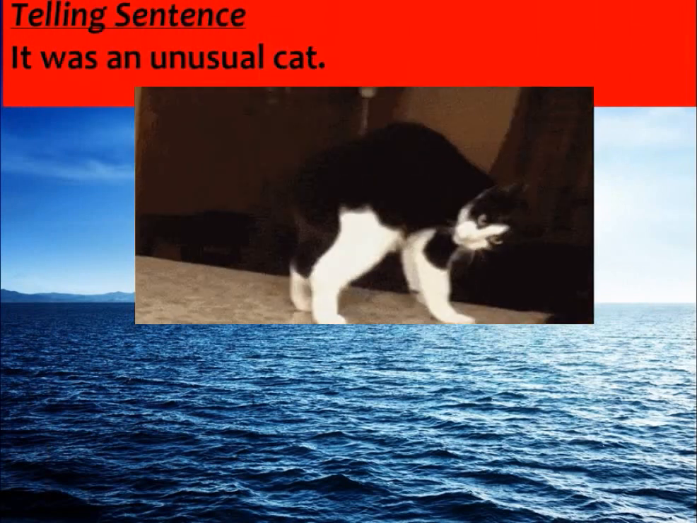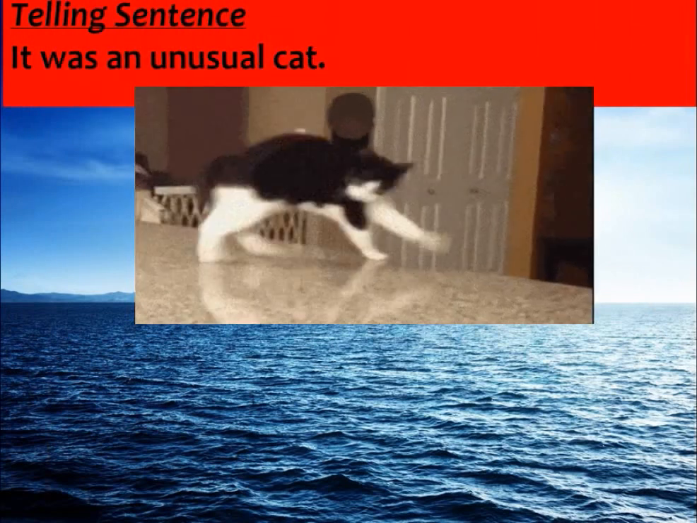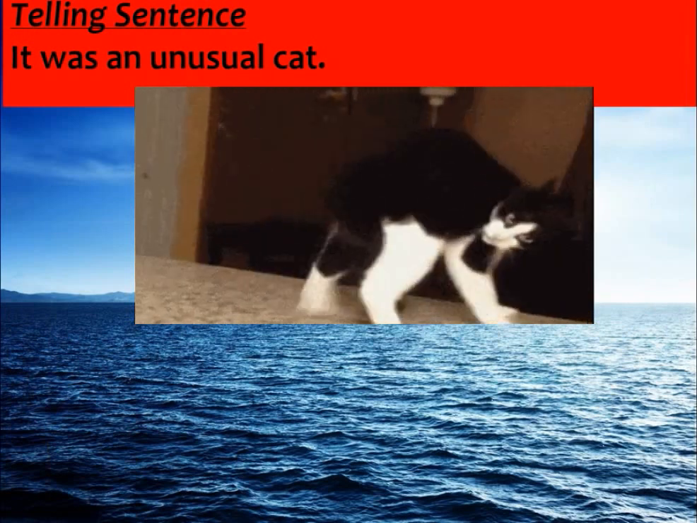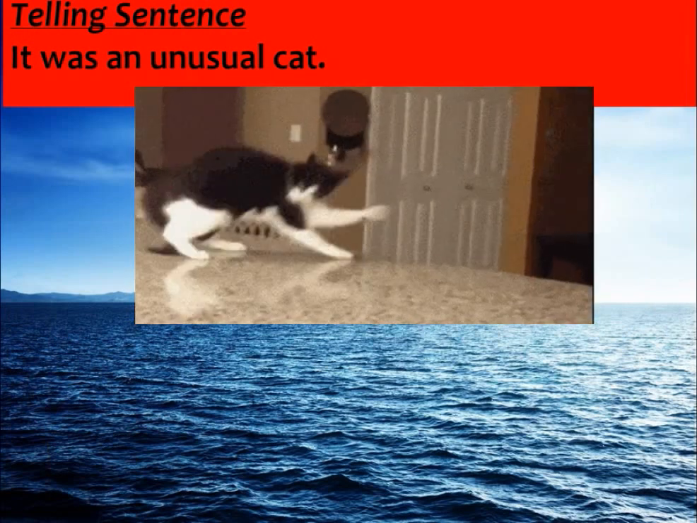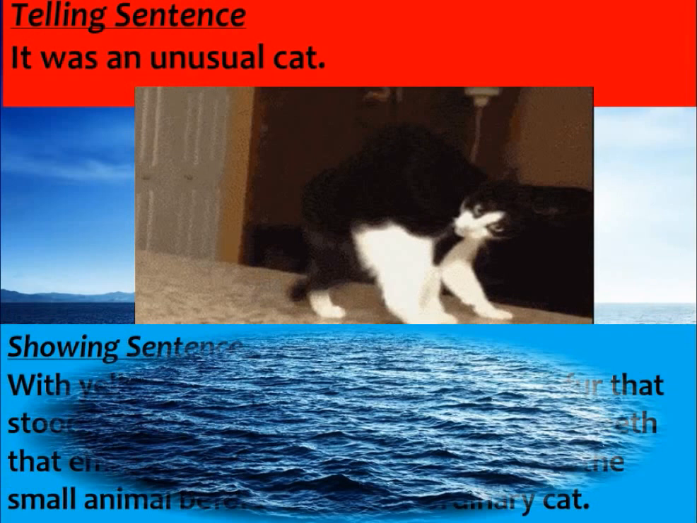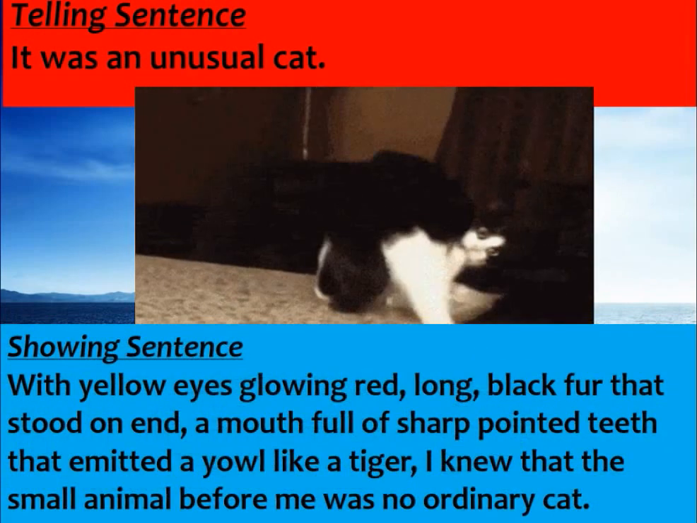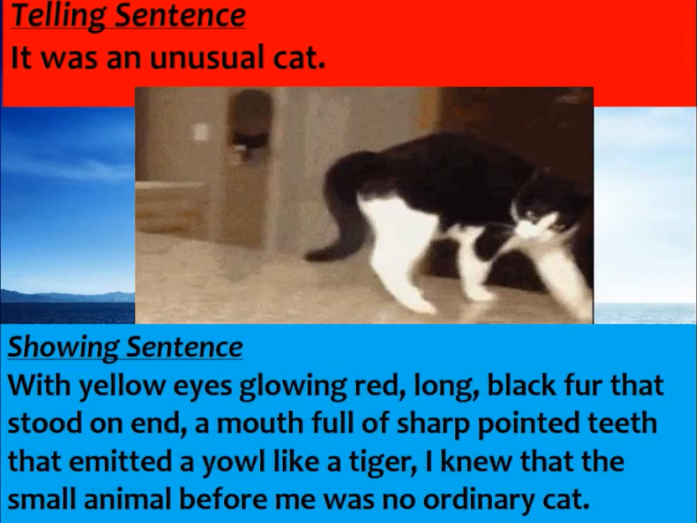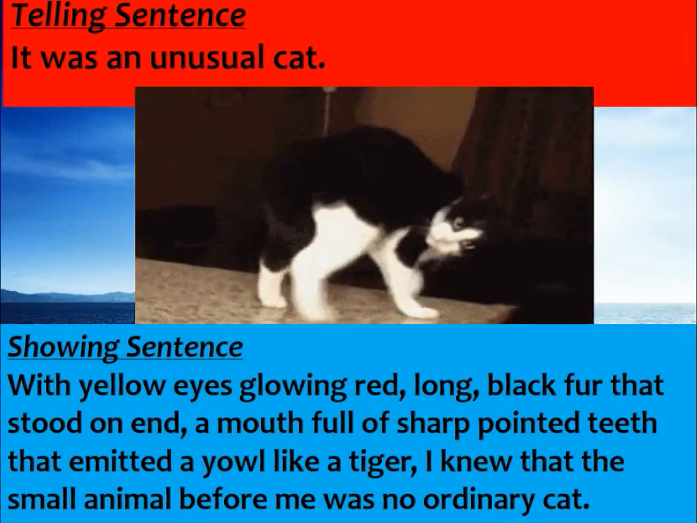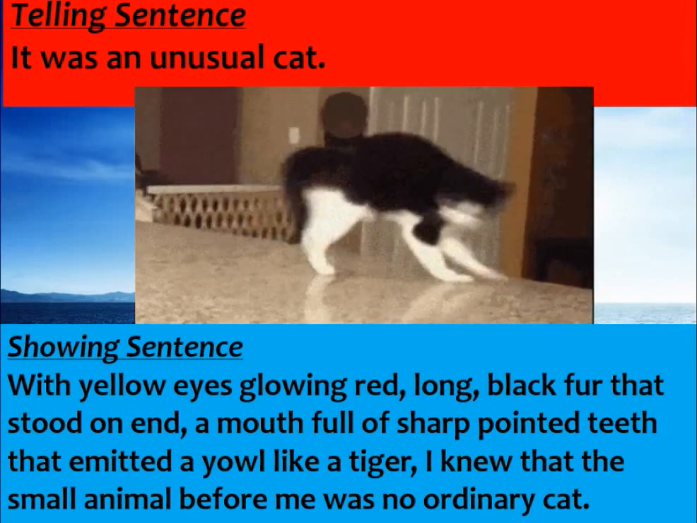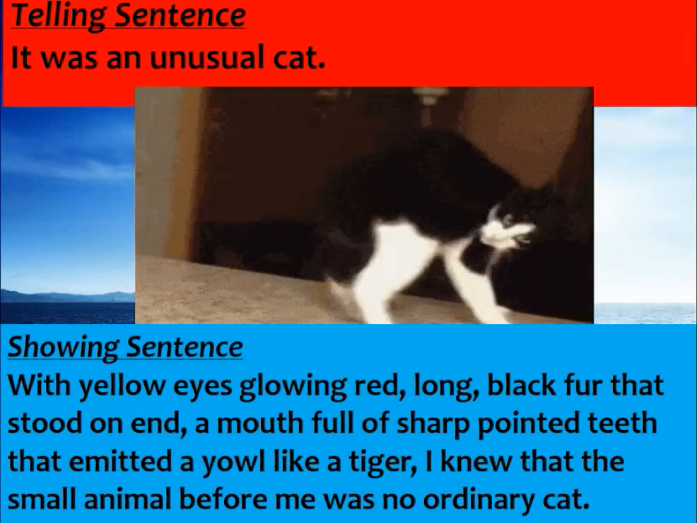So then I got the people in the class to have a look at this unusual cat, and I gave you another sentence: it was an unusual cat. A boring sentence. How was the cat unusual? It's not giving the reader any sort of image in the mind. However, if you said, with yellow eyes glowing red, long black fur that stood on end, a mouthful of sharp pointed teeth that emitted a yowl like a tiger, I knew that the small animal before me was no ordinary cat.